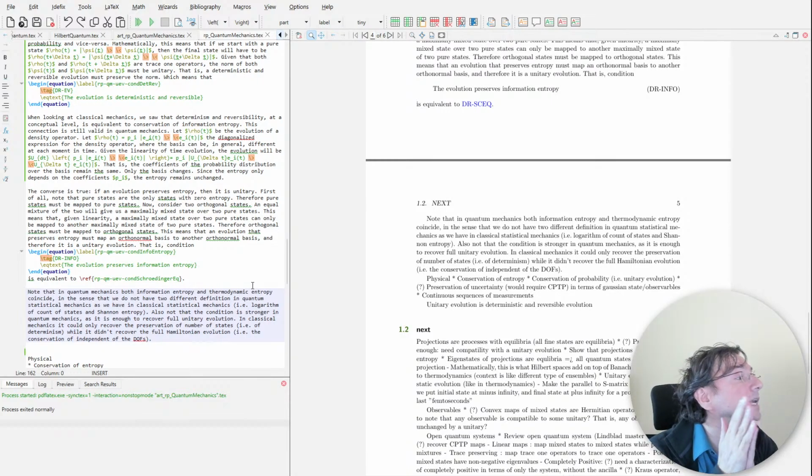How can I word it? Okay, so in quantum mechanics both information entropy and thermodynamic entropy coincide, in the sense that we do not have two different definitions in quantum statistical mechanics. So the condition is stronger in quantum mechanics. It is enough to record the full.